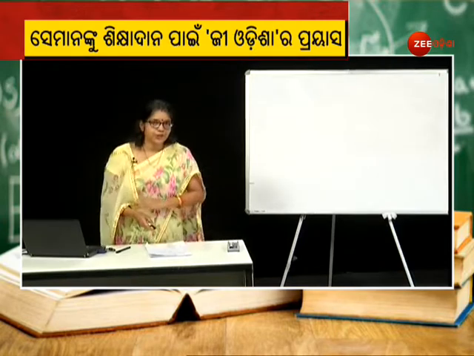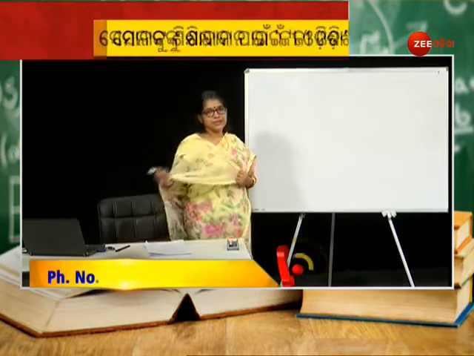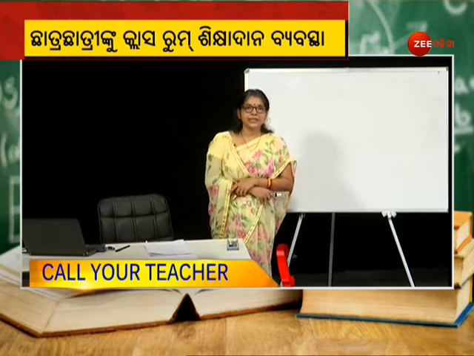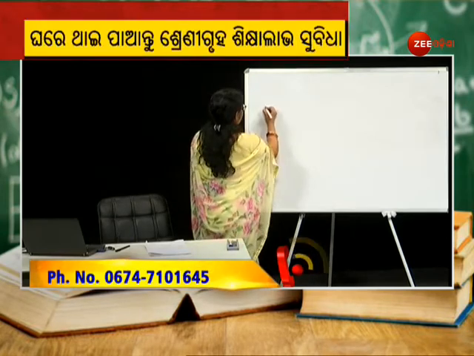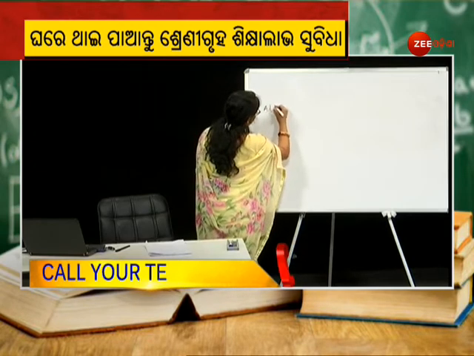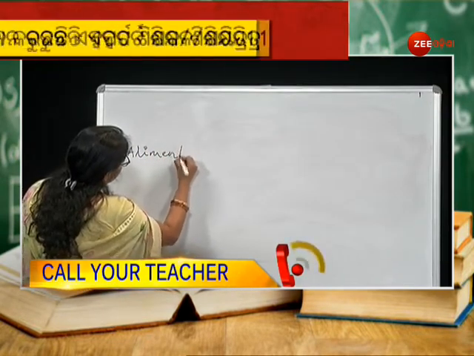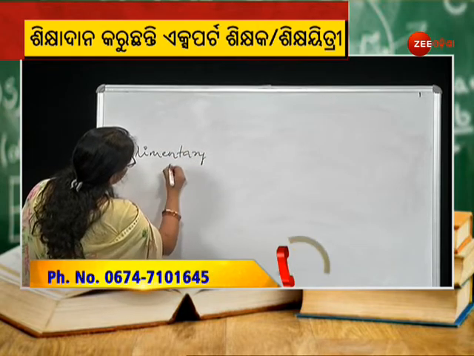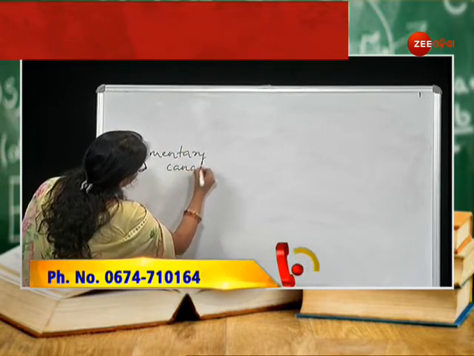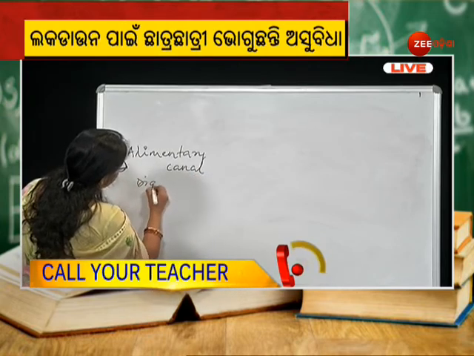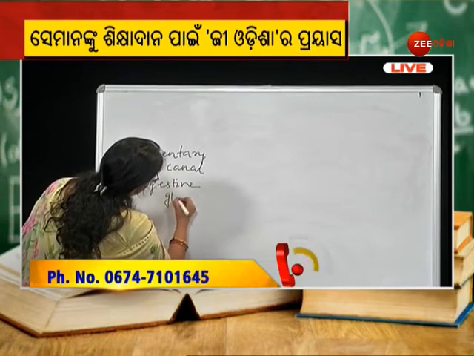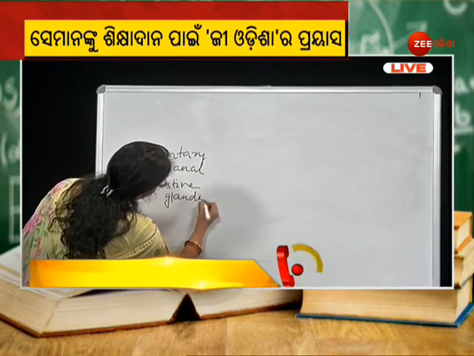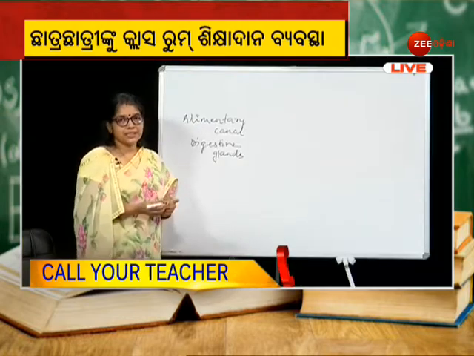So let's continue our topic. First of all, the human digestive system is divided into two different parts. What are the two parts? First one is alimentary canal and second one is digestive glands. These two are included within the human digestive system.